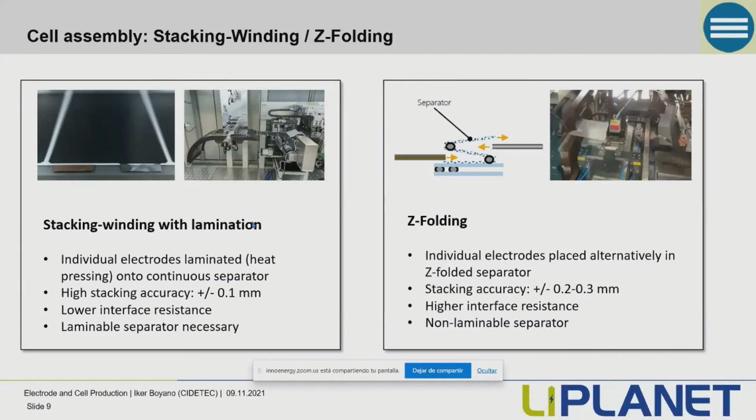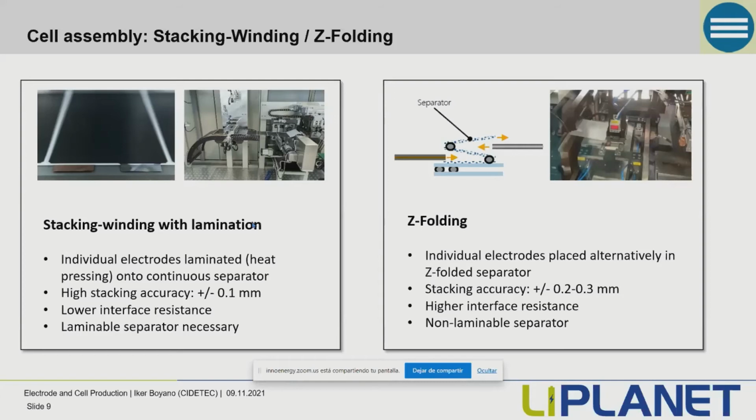The stacking winding takes the individual electrode and laminates it to the separator by hot pressing. It was about 110 degrees centigrade, and it pressed about 75 kilograms. The stacking accuracy is very high, about 0.1 millimeter, and with lamination you get a lower interface resistance. But the main drawback of this method is that you need a laminable separator.